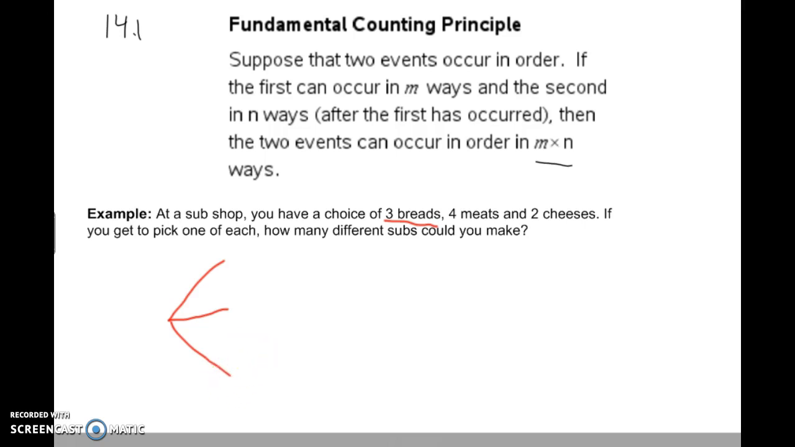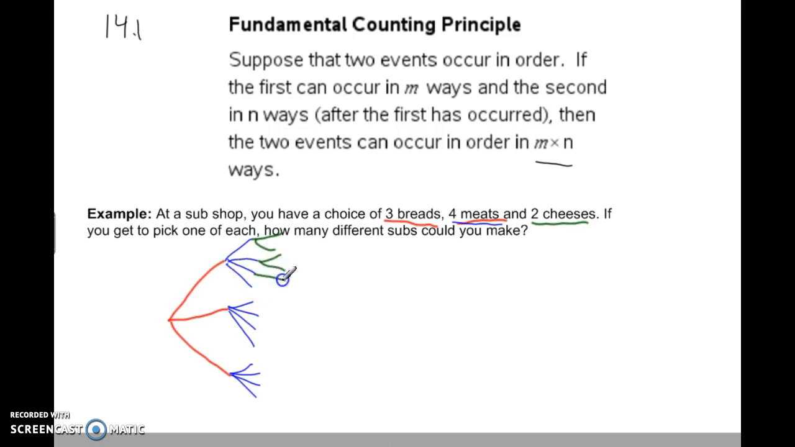Then you have a second choice you have to make for your sub. There are four different kinds of meats to do. That one in blue. So from each one of these choices, you now choose 1, 2, 3, 4 meats. 1, 2, 3, 4 meats. 1, 2, 3, 4 meats. And then at that point, you choose any one of two cheeses. So after you've made those two choices, you're now making another choice.